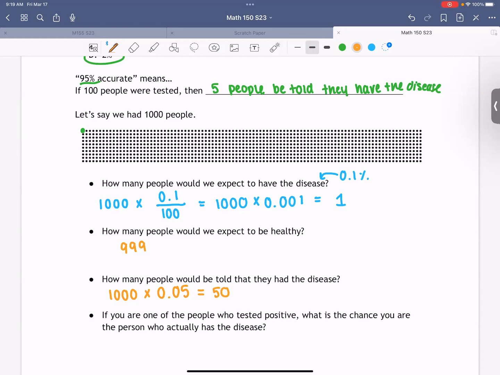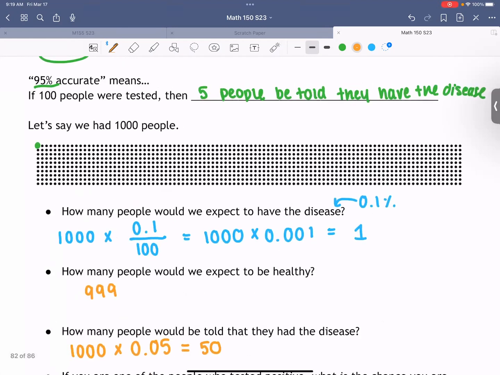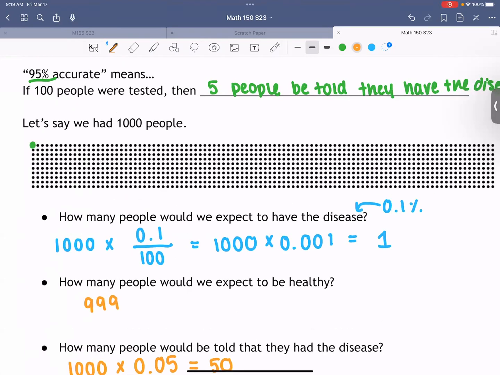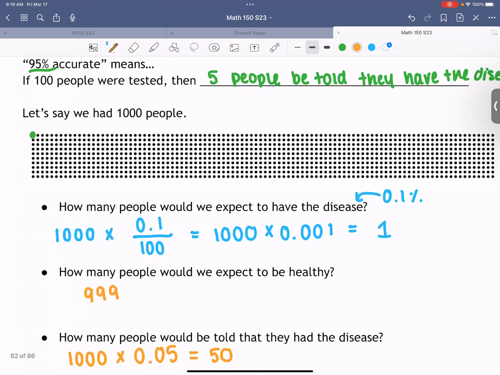Okay, so let's draw that out here. Out of my 1,000 people, I know that one person has the disease. What's probably going to happen is the person who has the disease is also going to be told they have the disease. So let's highlight the people being told they have the disease by counting 1, 2, 3, 4, 5 down. 1, 2, 3, 4, 5, 6, 7, 8, 9, 10. So maybe this chunk of people are going to be told they have the disease, and a lot of those people aren't actually going to have it, but they're going to be told. Everyone else hears, you don't have the disease, you're good.